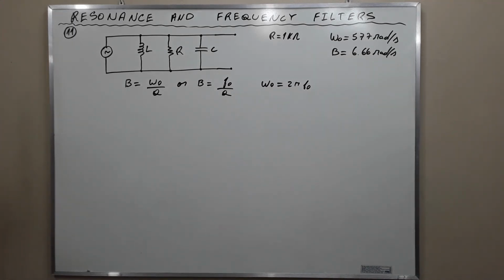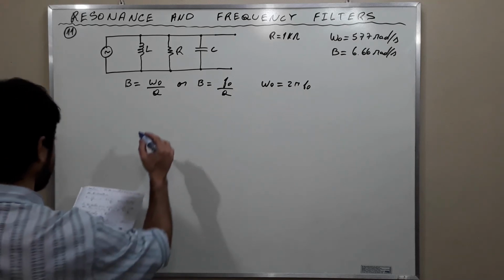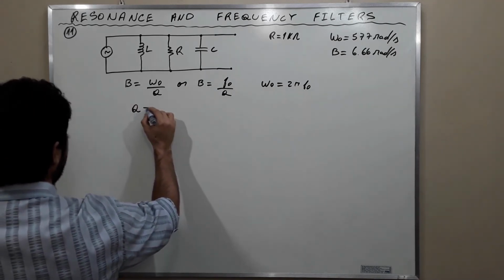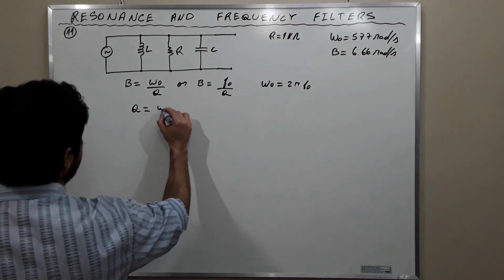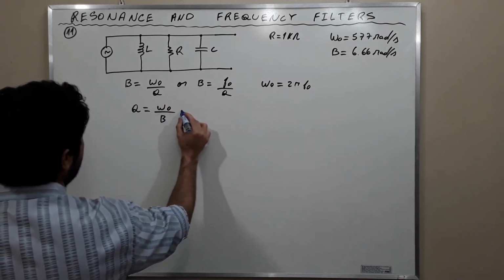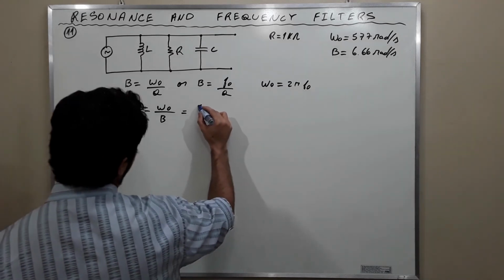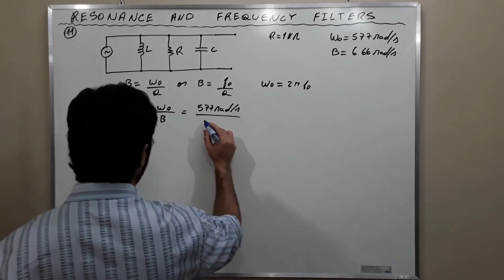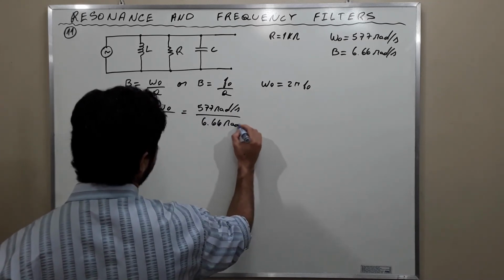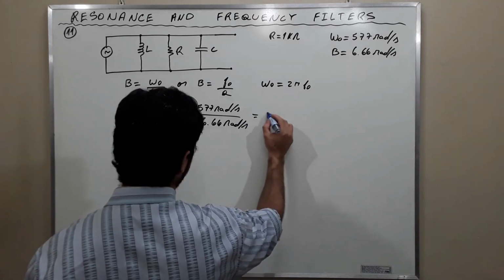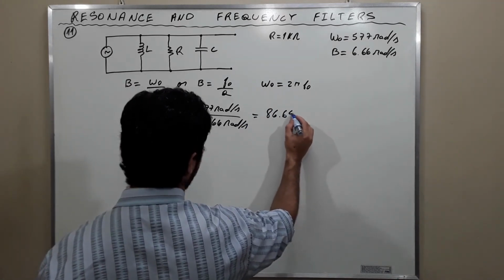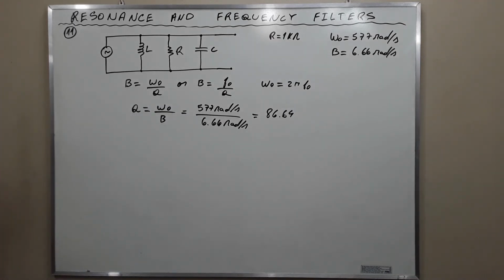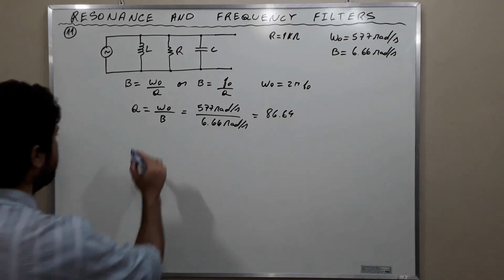And the value of the quality factor is therefore Q is equal to W0 divided by B, and this is equal to 577 radians per second divided by 6.66 radians per second, and this is equal to 86.64. Alright? We can use the value of the quality factor to calculate the capacitance in this fashion.